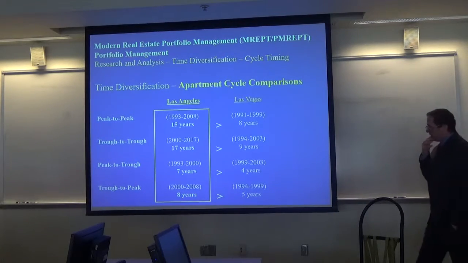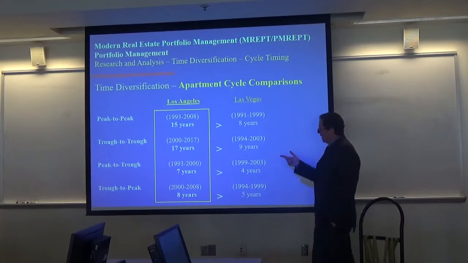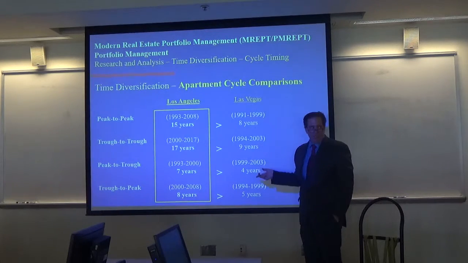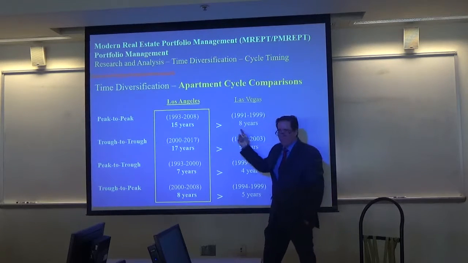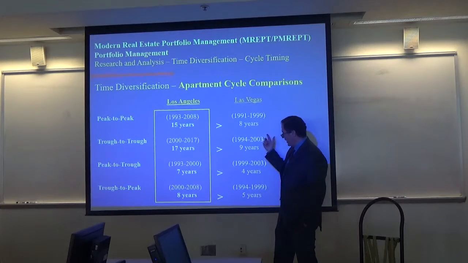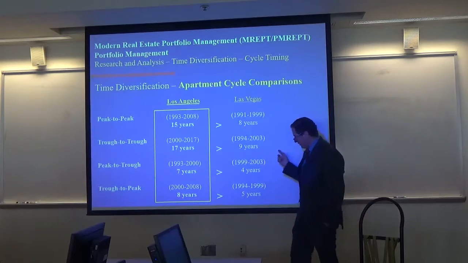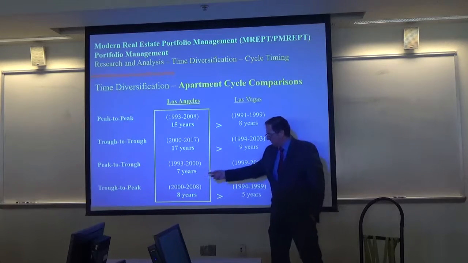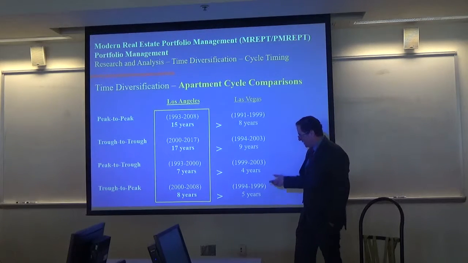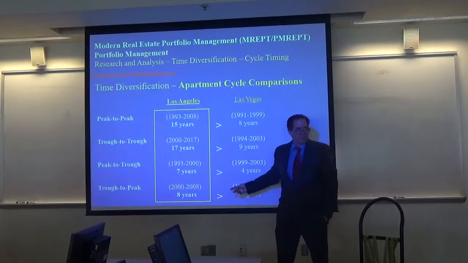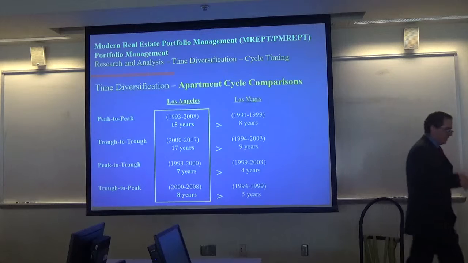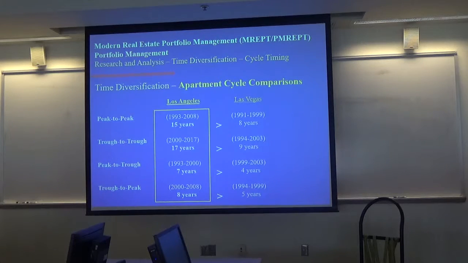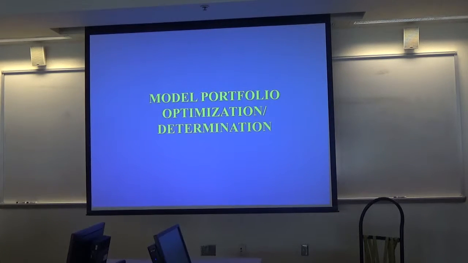And the two quintessential supply-constrained and commodity markets were LA and Las Vegas. And you can see that peak to peak, the cycle was almost double from LA to Las Vegas. Almost double trough to trough. Almost double peak to trough. And basically 2/3. So again, it's like we should be in LA, which we did. We eventually did go to LA. So optimization, determination.